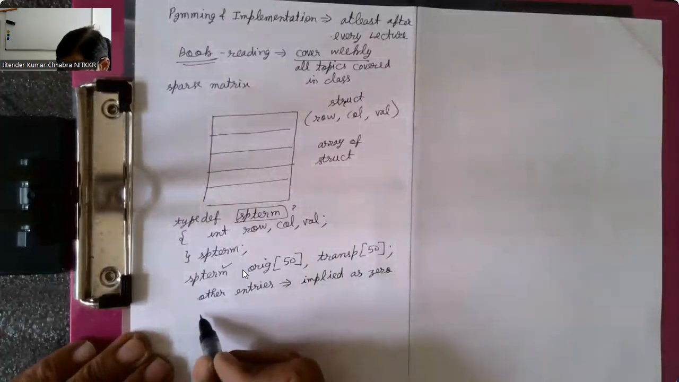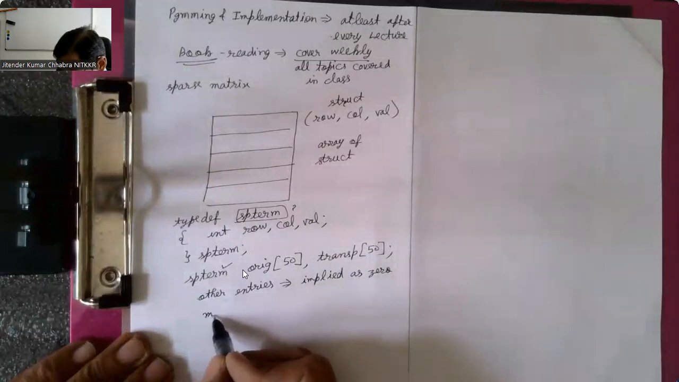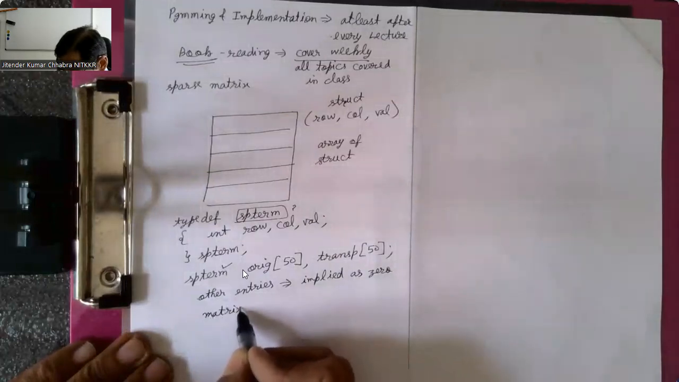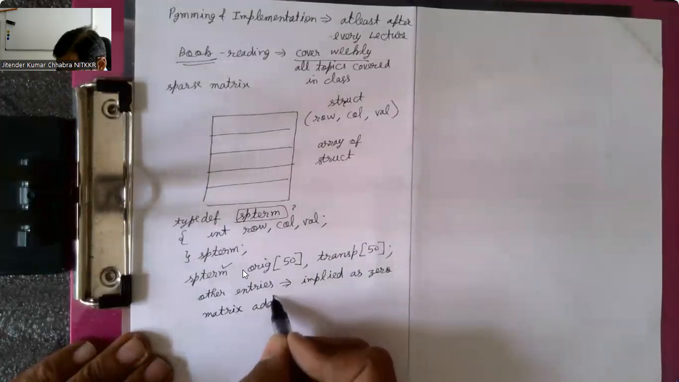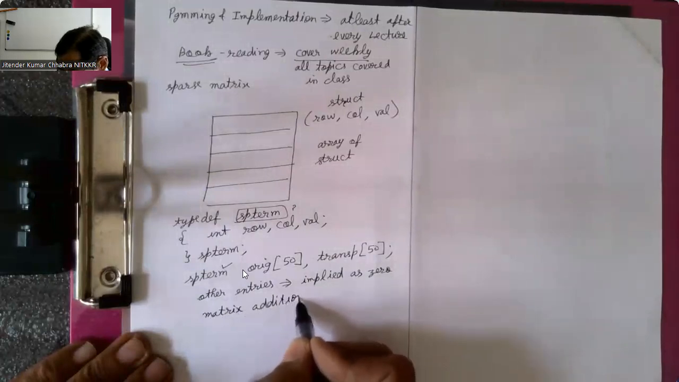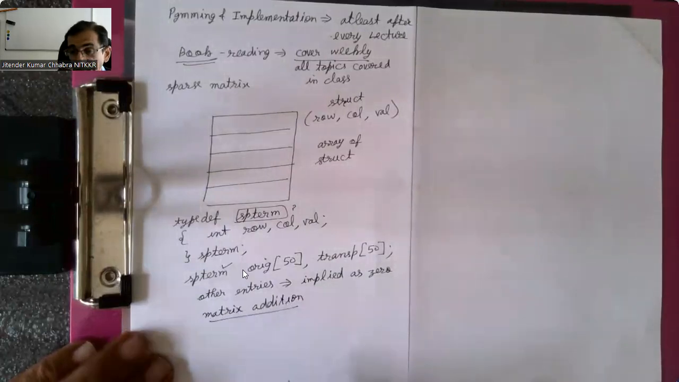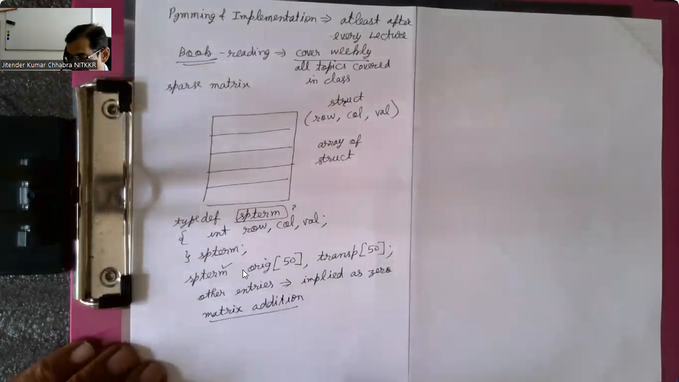For example, matrix addition. Except for the non-zero entries, values are 0. So accordingly, I can make my logic to add 2 matrices: wherever non-zero entries are there, if their row and column are equal, only then the values are to be added. Otherwise, these values are to be copied as they are. More or less very similar to the polynomial addition we have done.